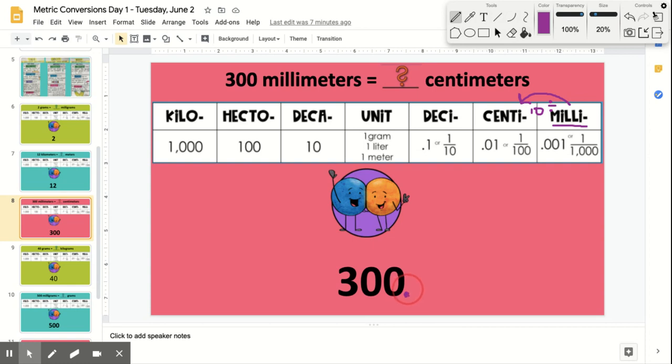So 300, the decimal point is here. We only need to move it once. So 30, so right now, what it looks like is 30, oh my gosh, my handwriting is awful, 30.0. Which is the same thing as 30. You don't even need to keep the 0.0. So 300 millimeters is the same thing as 30 centimeters. Okay, next one.